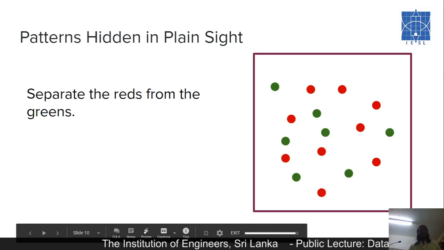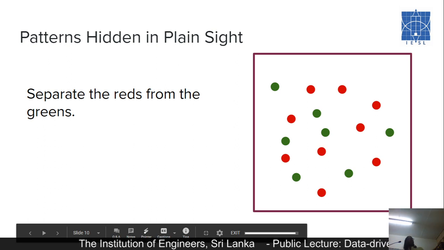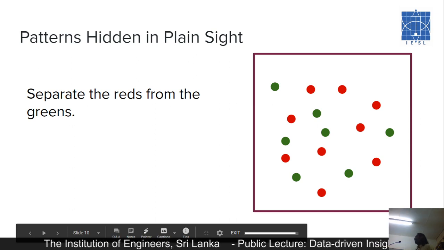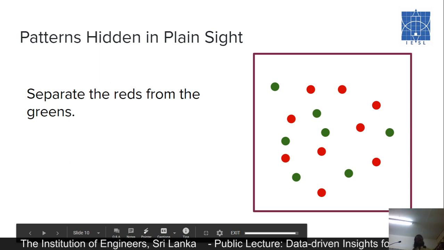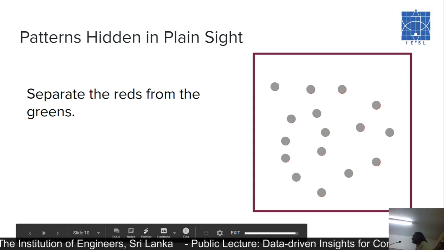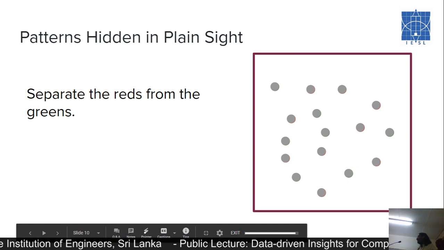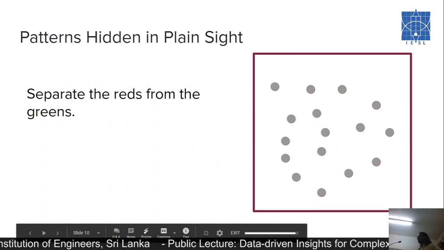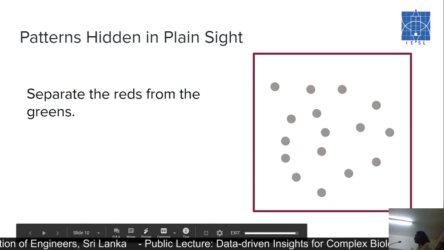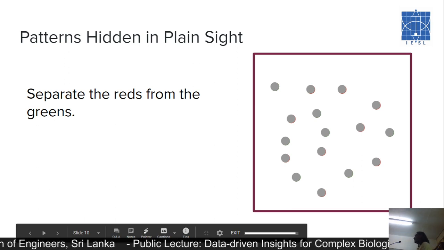I'll take you to another interesting example. When we look at this, you can see that there are red dots and green dots, right? And if I ask you to separate the reds from the greens, you are able to do it, I assume. Unless you are colorblind, then you can't separate the reds from the greens. I actually had a colorblind friend who could not distinguish between red and green.